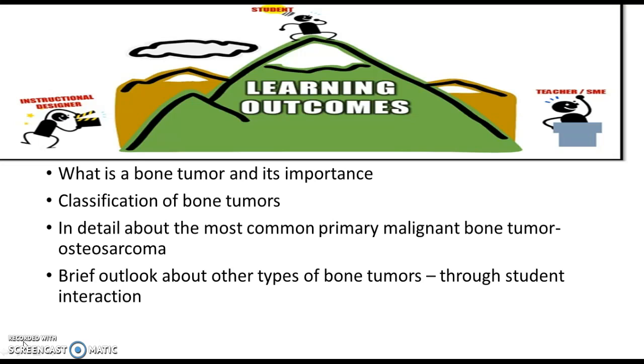This is followed by a brief classification of bone tumors, which can be benign or malignant, and then in detail about the most common primary malignant bone tumor, that is an osteosarcoma. And through a student activity, you will be learning about the other types of bone tumors via the specimens and the microscopic images of these individual bone tumors.